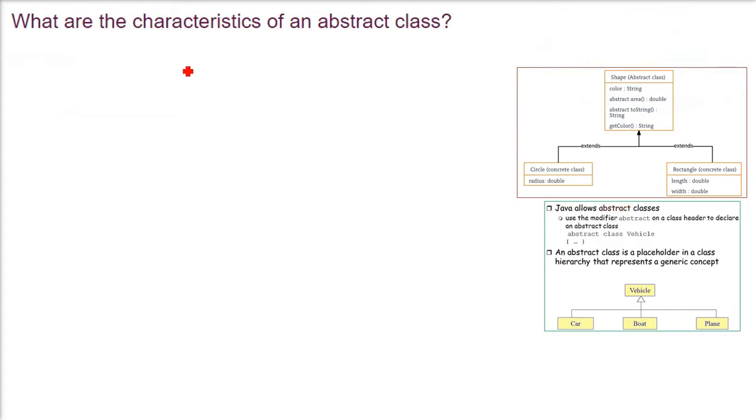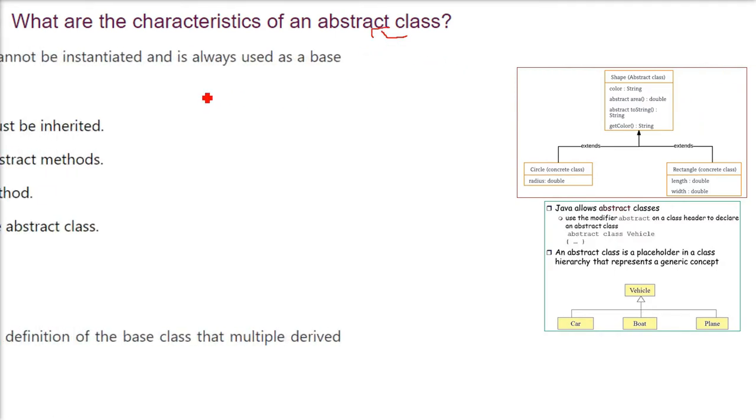What are the characteristics of an abstract class? An abstract class, see, this is the core. In any programming language, especially in object-oriented programming languages, the abstract classes have to be implemented. You cannot instantiate it. You cannot make an object of it. That is, inheritance defeats all the concept of objects. But abstract class is the basic concept of object-oriented programming.